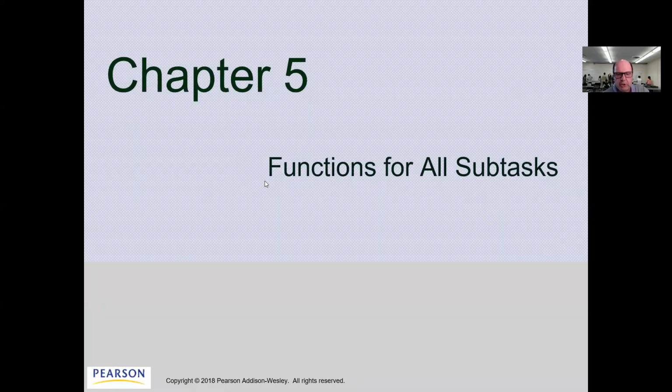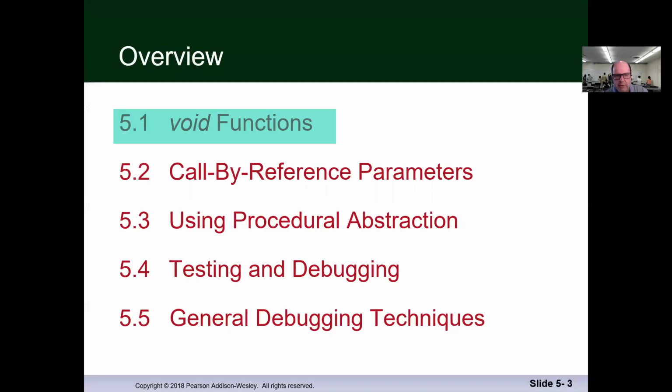Hi, today we're going to go over chapter 5 of the Savitch book. Chapter 5 is functions with subtasks, so I broke it down into smaller sections. In this video, we're going to be talking about 5.1, that is void functions, and then I will go over the other ones in other videos.